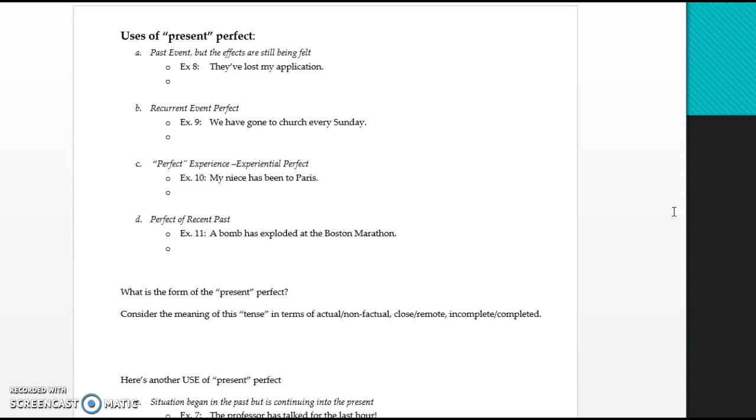When I say they've lost my application, no, that losing part is completed. It's bookended. It has happened. For a bomb has exploded in the Boston Marathon, that explosion, that event of explosion is bookended. It's completed. So it is complete.